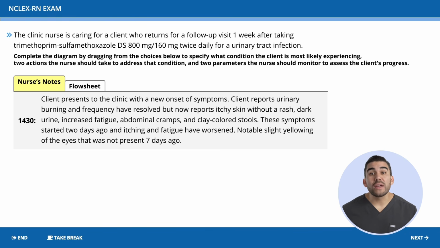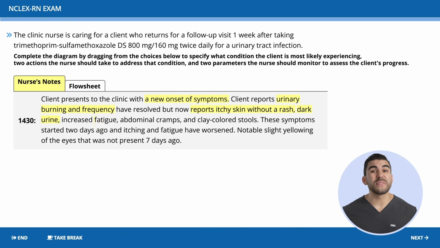Now in tab number 1 of the nurse's notes, we see number 1, a new onset of symptoms. We see urinary burning and frequency. Now to me, that sounds a lot like a UTI, so that's expected. We also see the client reporting itchiness of the skin without a rash. Now, that sounds like a negative response to a medication. Next, we see dark urine, and oh boy, this looks like toxic kidneys.